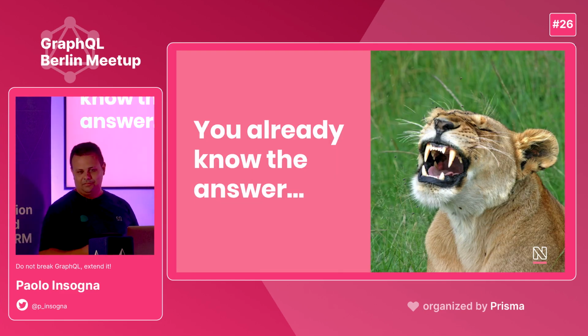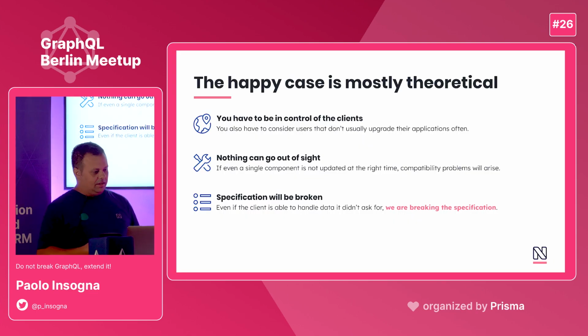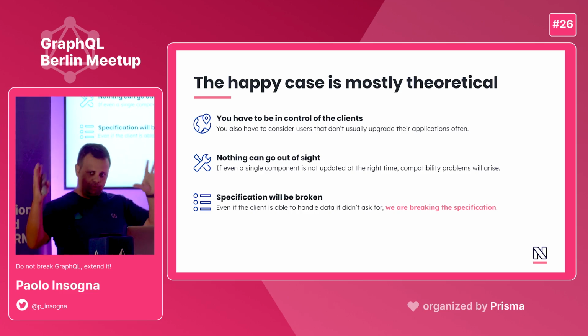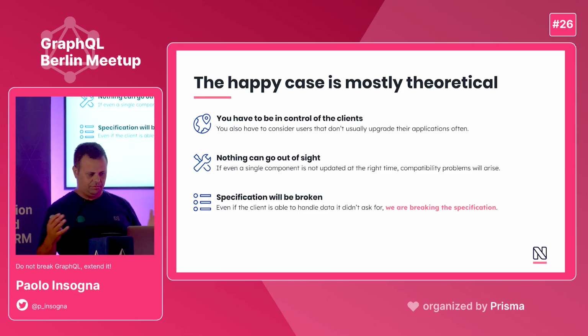We are not done yet, because that's not the truth. This happy case is mostly theoretical. First of all, you have to be in control of the clients. You have to be able to force the client to upgrade, either in a very nasty way, saying you can't use the application unless you click on update on the App Store, or, if it's a web application, you can download using service workers, but you have to take this into account, because people might never refresh your page.